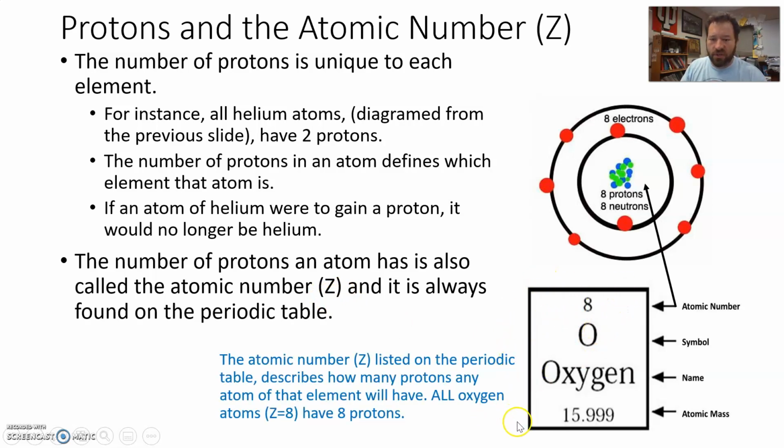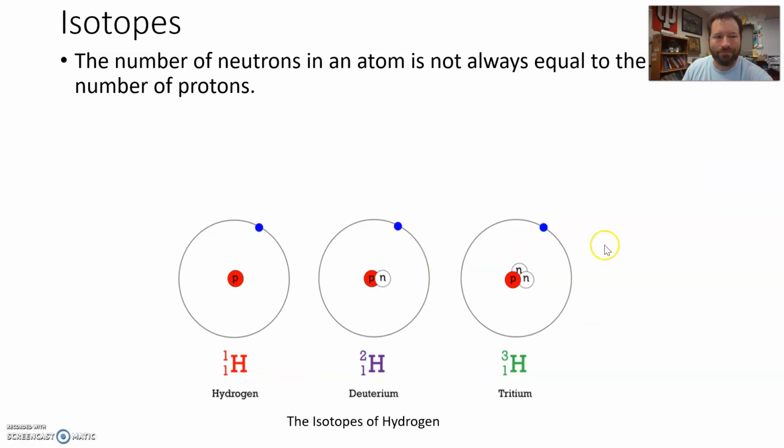So here is a square from the periodic table. You'll notice that number on top, the atomic number, that's 8 for oxygen. And the reason why that's 8 is because all oxygen atoms have 8 protons. So there's a picture of oxygen, the atom, with 8 protons. There's the atomic number 8 telling us that Z is equal to 8.